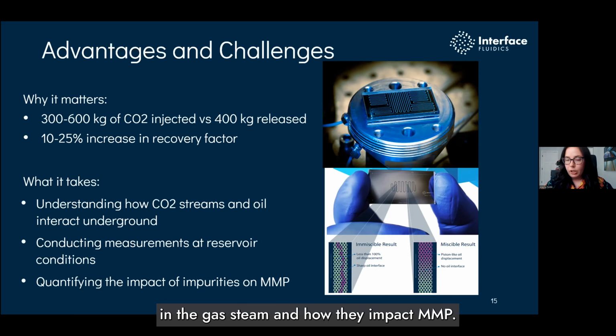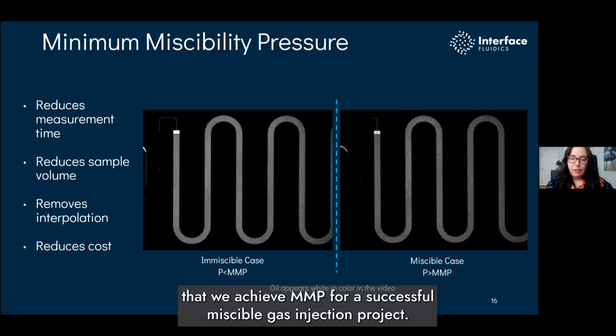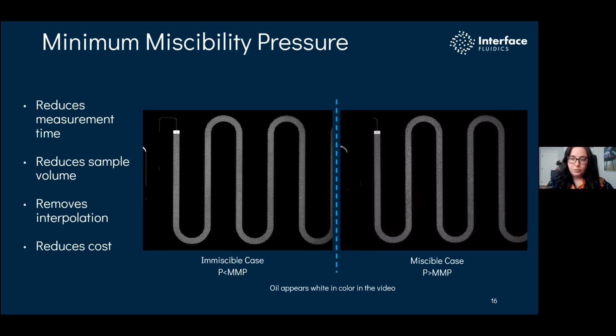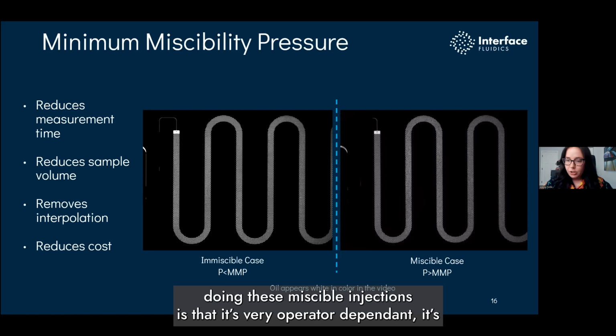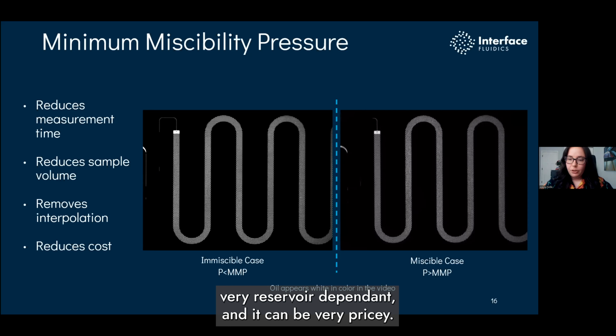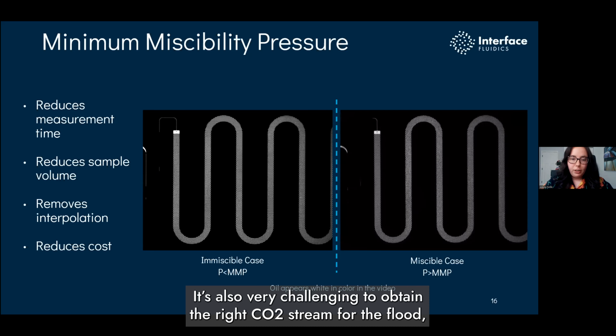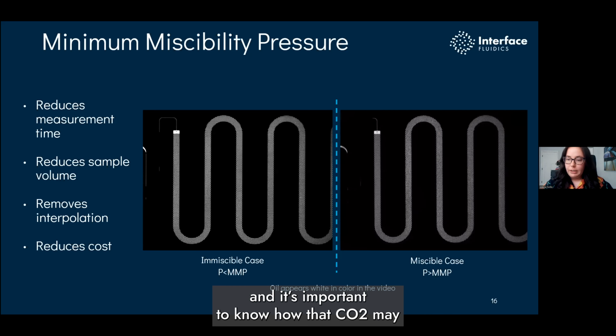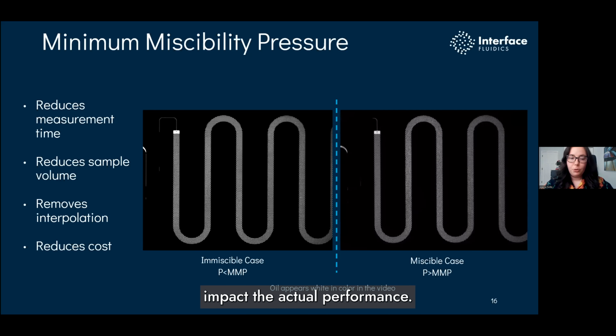So when we talk about gas injection, we have to talk about minimum miscibility pressure because it's critical that we achieve MMP for a successful miscible gas injection project. One thing about doing these miscible injections is that it's very operator dependent, it's very reservoir dependent, and it can be very pricey. It's also very challenging to obtain the right CO2 stream for the flood, and it's important to know how that CO2 may impact the actual performance.